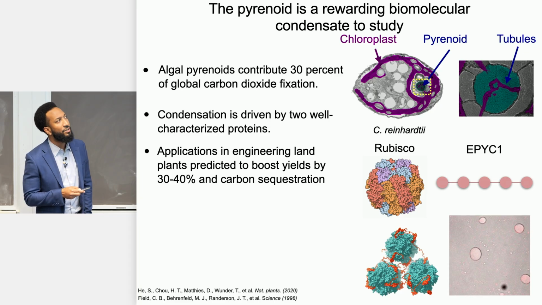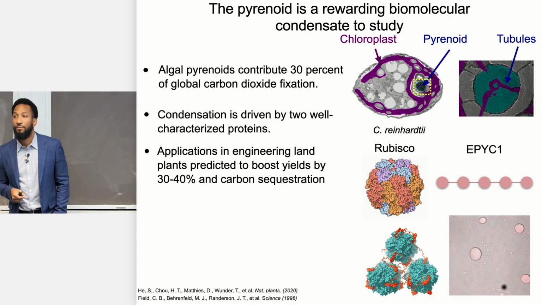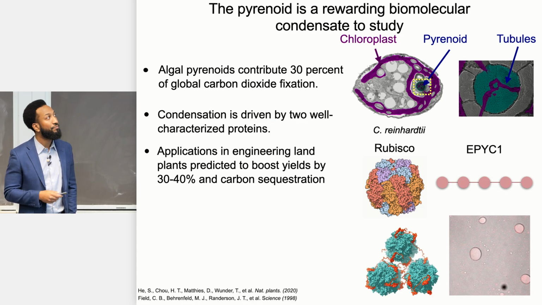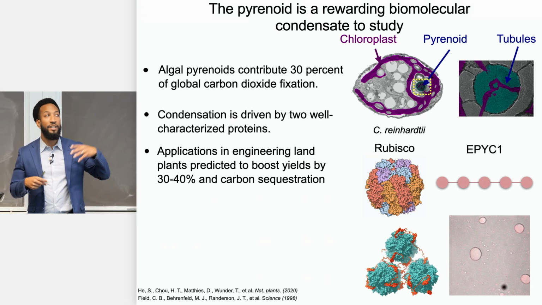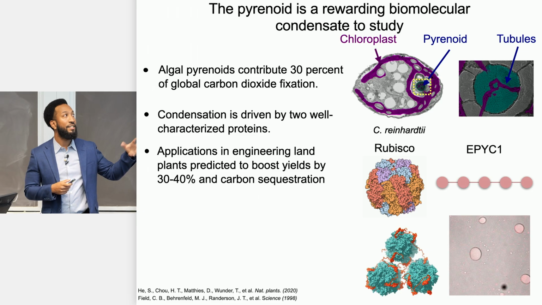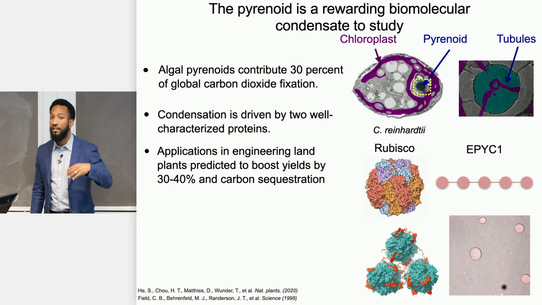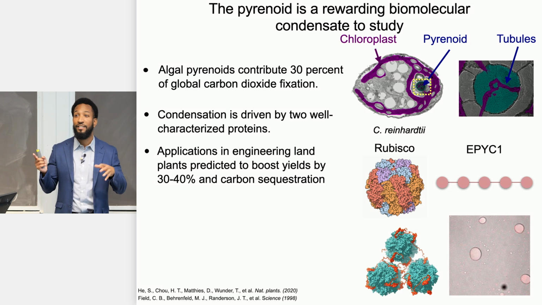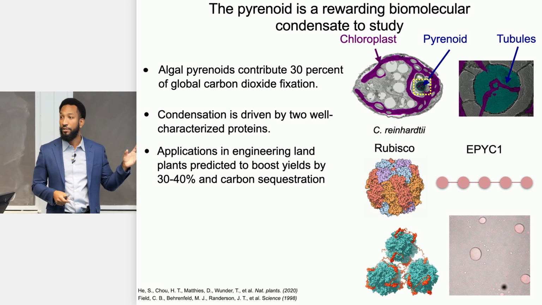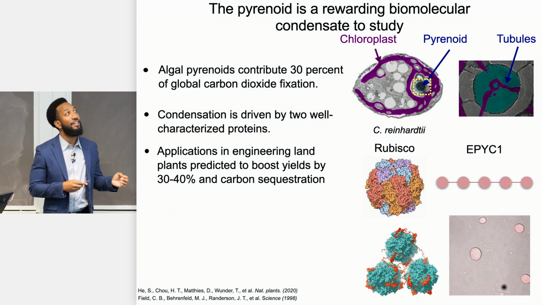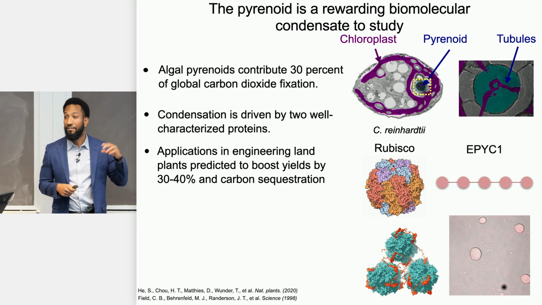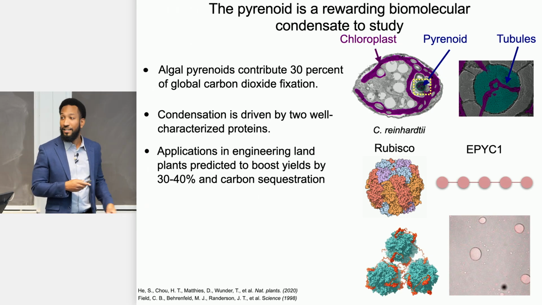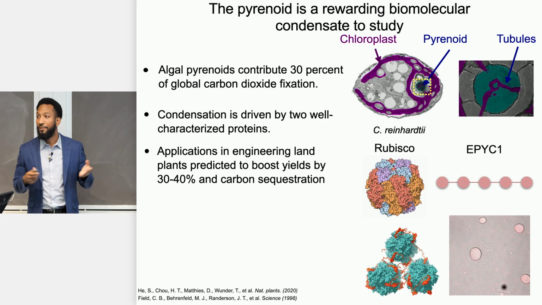This system, when you mix them together, will form that liquid-like droplet that I showed you in the beginning, when you mix Rubisco and EPYC1. One application of this is that if you were to engineer the pyrenoid into land plants, it's thought that you could increase the yields of plants, theoretically, because it hasn't been done, by up to 30 to 40%. So this is how efficient algae are at photosynthesis: if you put them in plants, you could increase yields by 30 to 40%. And so yes, there is a lot of application, as well as the carbon sequestration, as we mentioned.